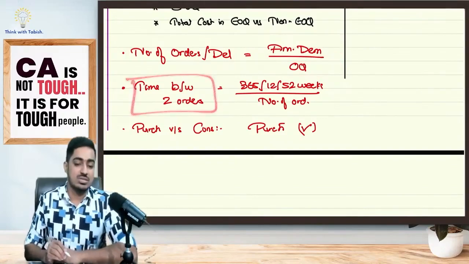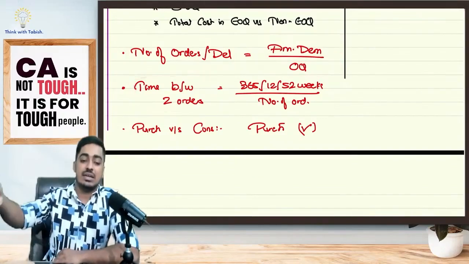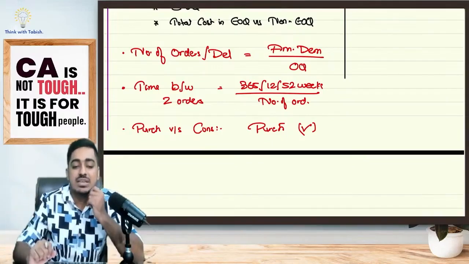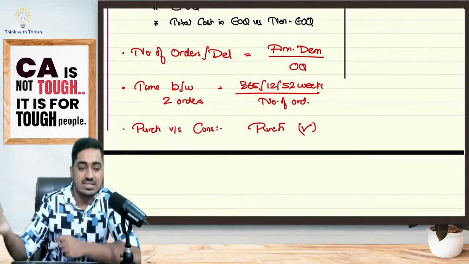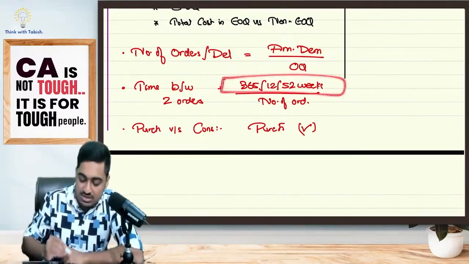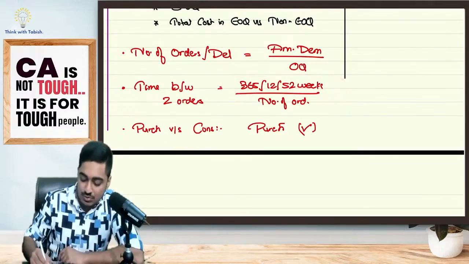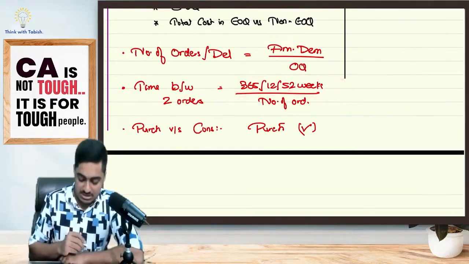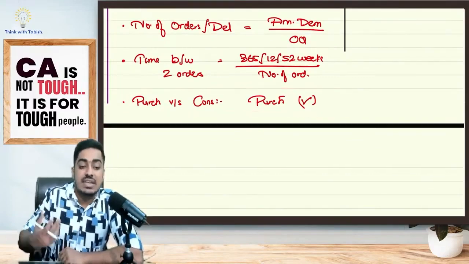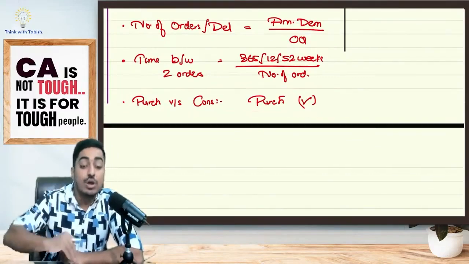Time between two orders. Say for example, in 1 year, I have to place 10 orders. That means between two orders, how much time is there? 1 year, that is 365 days, is 10 orders. That means one order is 36.5 days, which is 365 days or 12 months or 52 weeks divided by my number of orders. Great. Purchase versus consumption, I have told, yes, should I consider annual quantity purchased or consumed?